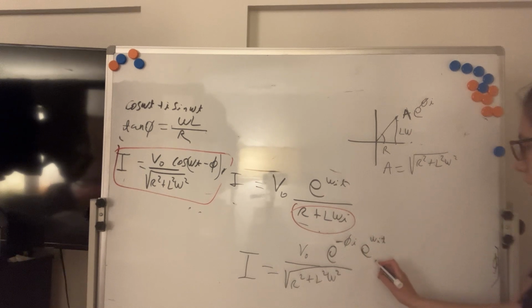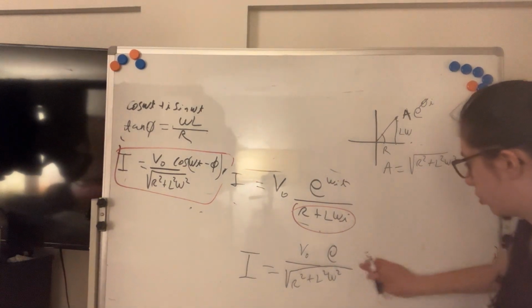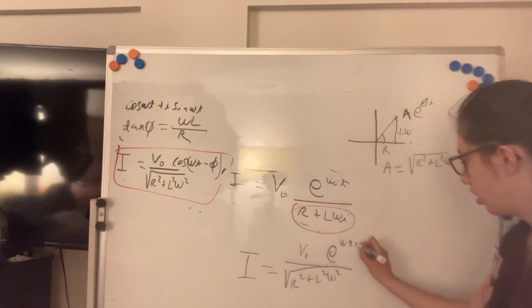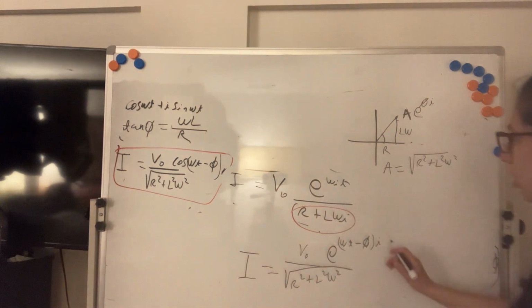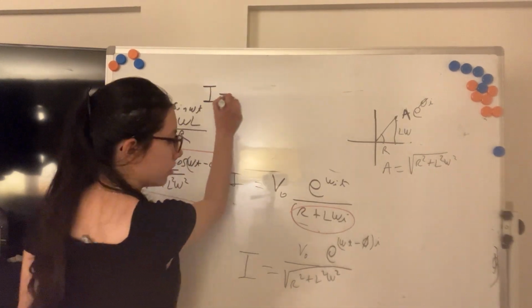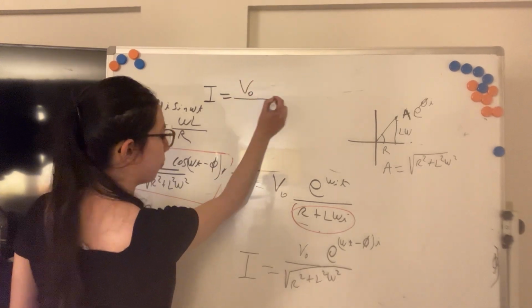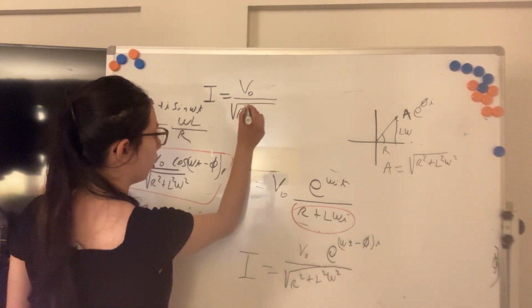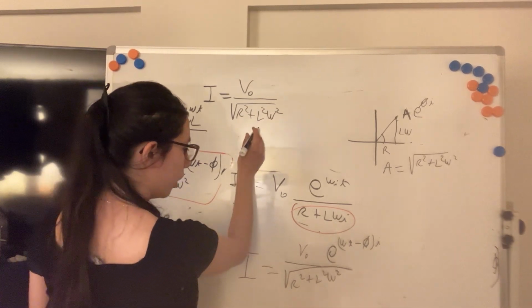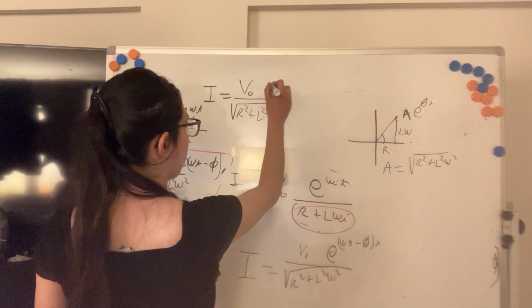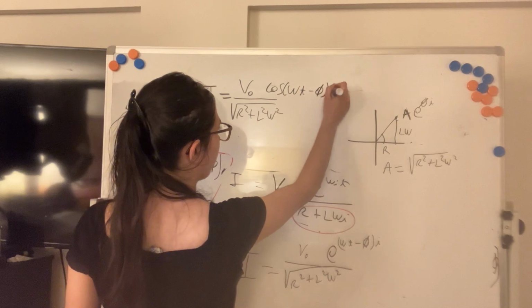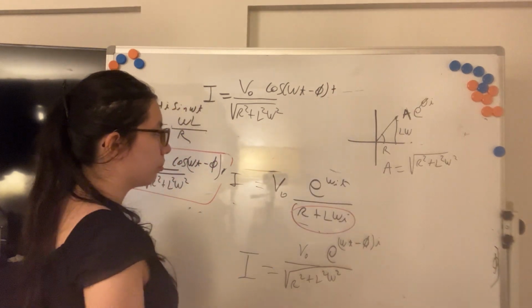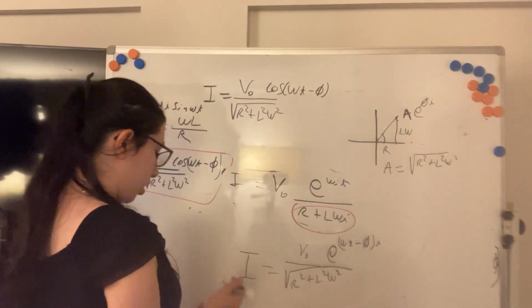So this is equal to just e to the omega t minus phi I. And by Euler's identity, I have that the current is equal to the original voltage over the square root of R squared plus L squared omega squared, and this would be cosine of omega t minus phi plus I sine of omega t minus phi, but we will just take the real part.